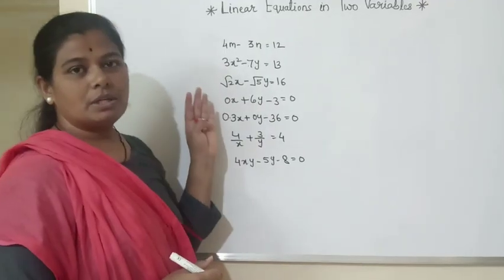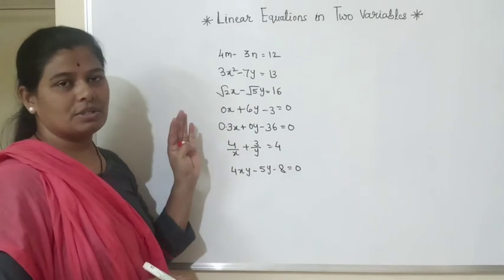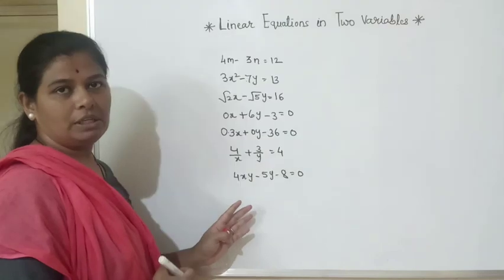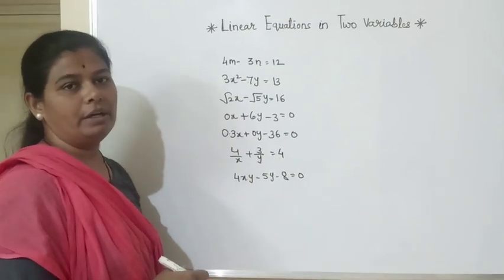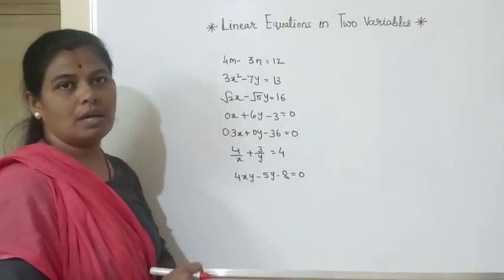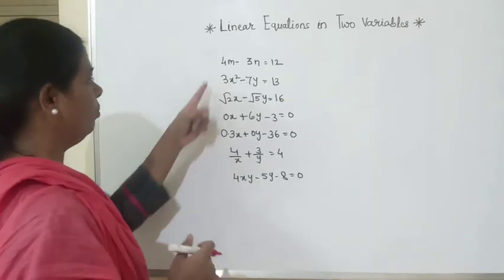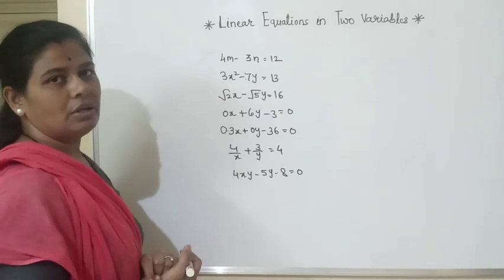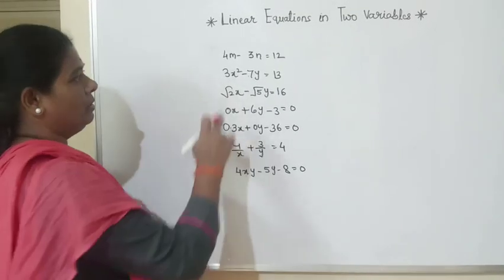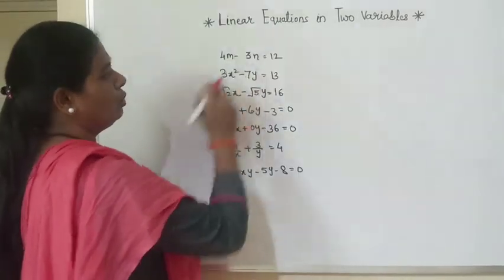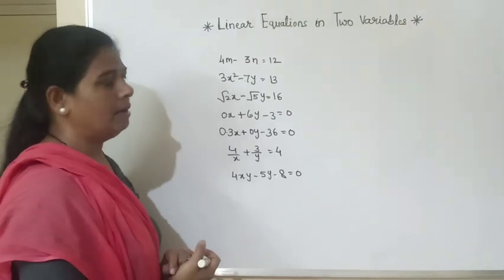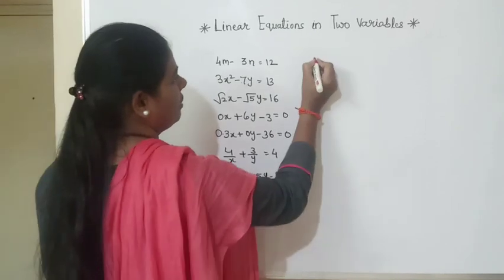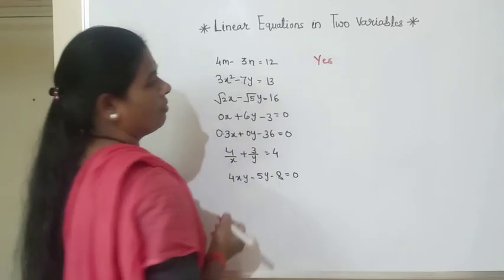Okay, now we'll study how to identify linear equations. In your textbook you might have seen that they have given some equations and told you to identify whether the given equations are linear or not. Now we'll move towards the first equation. First equation is 4m minus 3n equal to 12. In this equation you can see that there are two variables, m and n, and the degree of those variables is also 1. So the given equation is a linear equation.